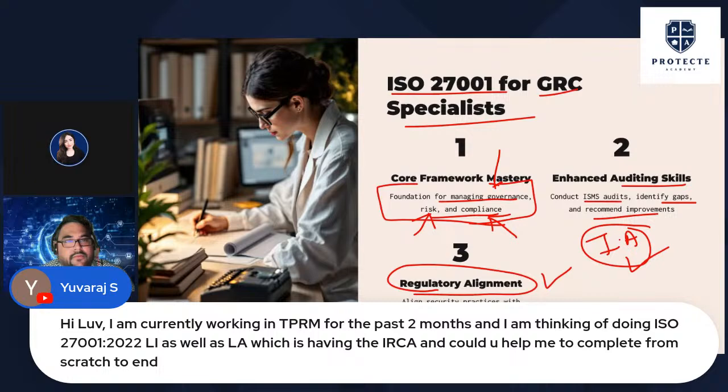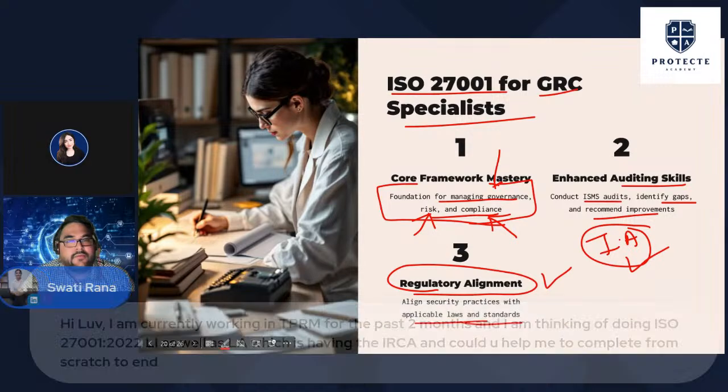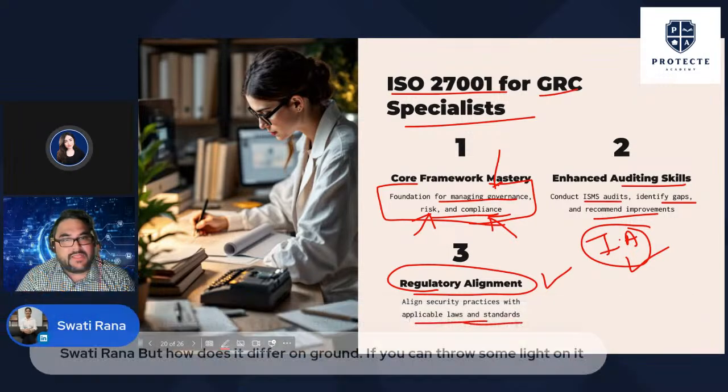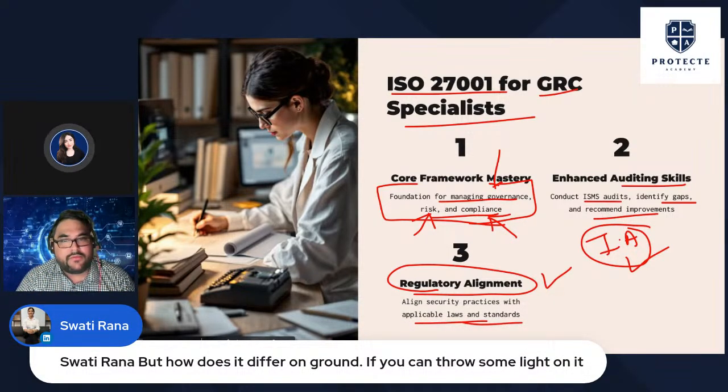Right, absolutely. So moving on to Swati's question from LinkedIn. "Hi, one doubt, please. In ISO 27001 lead auditor and lead implementer, we are referring to the same ISO 27001 standard only. Though LA includes auditing the organization, while LI includes implementing the process." So I think she's looking for a clarification. Yes, there is more. But how does it differ on ground? If you can throw some light on that. Yeah, so she's looking for clarification.